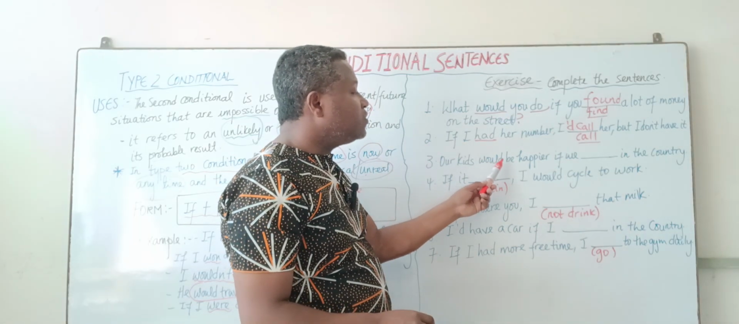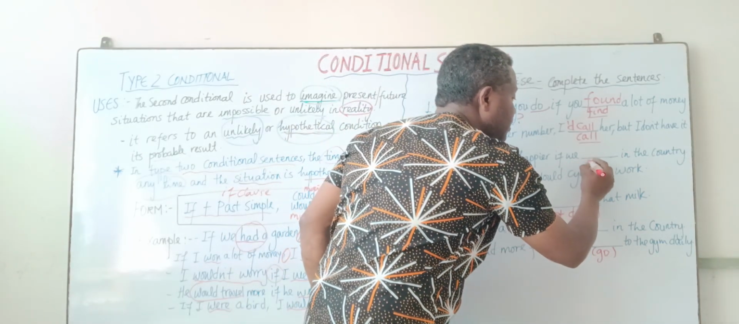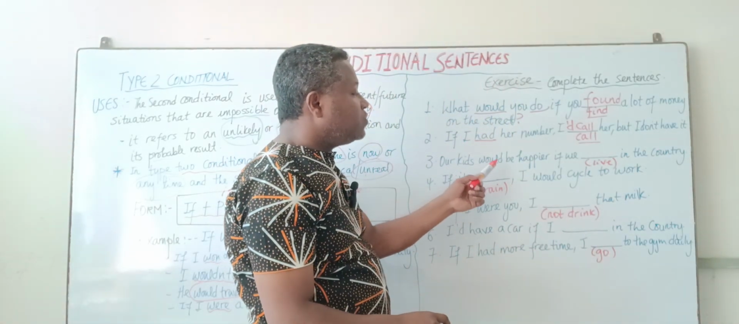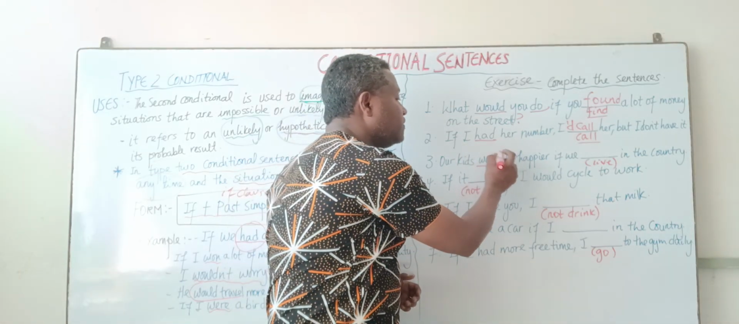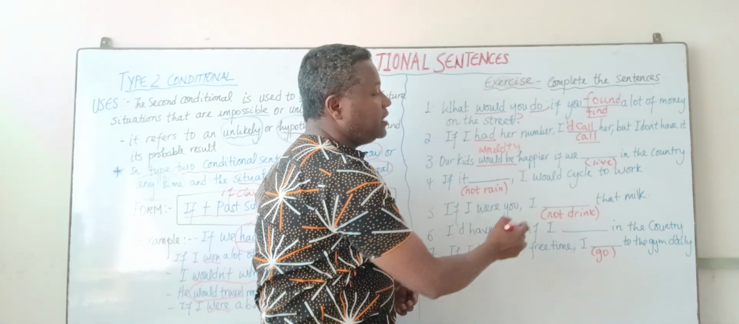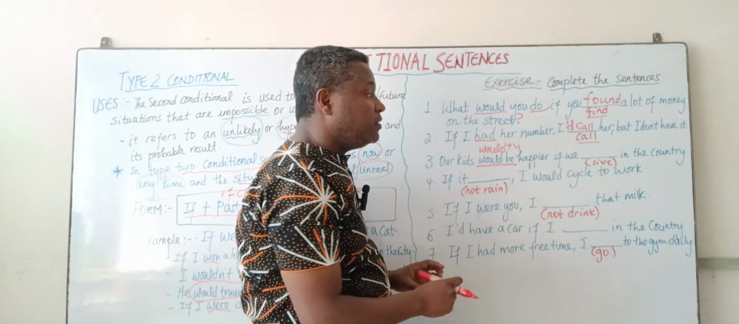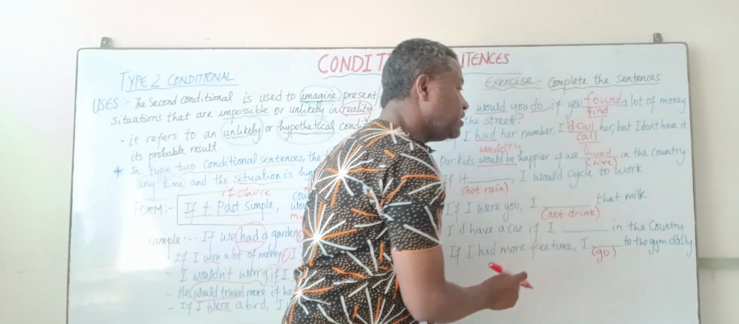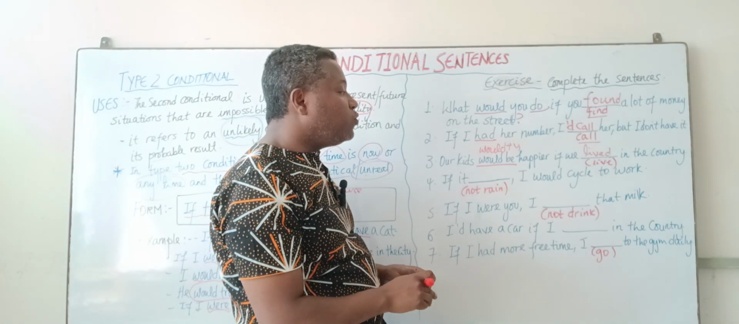Number 3, our kids would be happier if we blank in the country. The verb given here is live. So would plus verb 1 is here in the main clause, would be. Then that is the if clause, and we said it is past simple. So what is the past form of live? Lived, right? Lived.